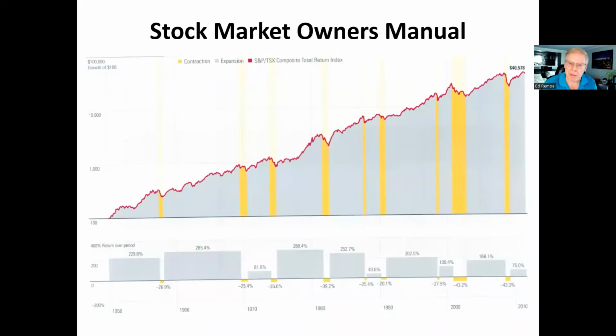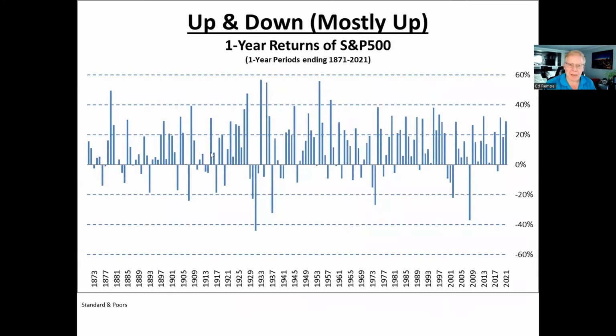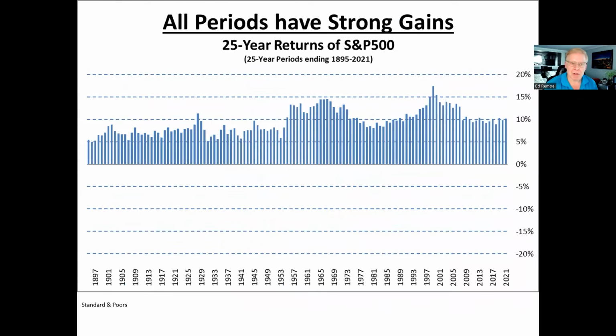It almost always recovers pretty quickly. And that's why even the big declines are rarely a problem. And again, this is what we see: returns all over the map and a reasonable number of negative years. So one year is pretty unpredictable. But once you're in for 25 years, look how predictable it is. It's always up, always over 5%. And in the modern stock market here, it's basically always over 8% per year for basically any 25-year period.